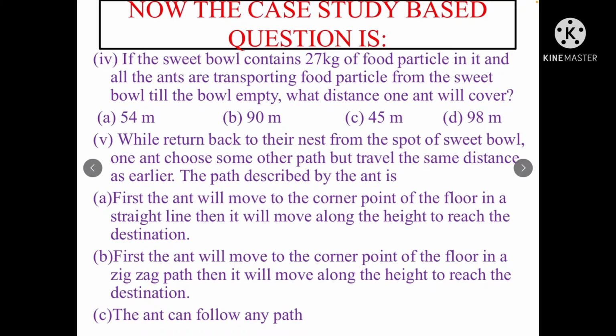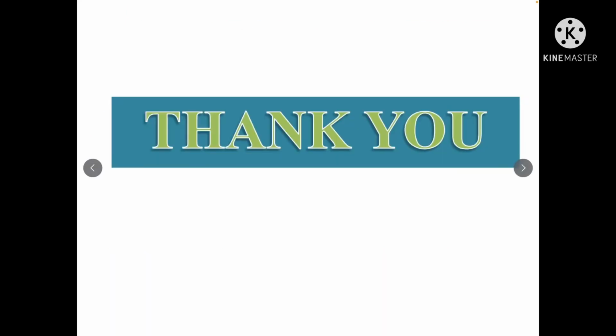Fifth question. While returning back to their nest from the spot of the sweet bowl, one ant chooses some other path but travels the same distance as earlier. The path described by the ant is, the options are given to you. So this is the total question. First the title, then the story, the narration part, the drafting part, then the question part. Hope it will help you to create a good number of case study based questions. Thank you.